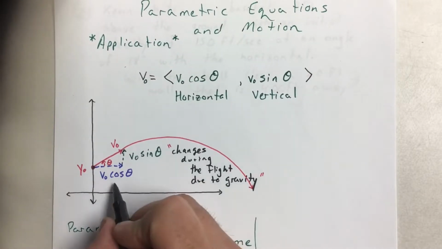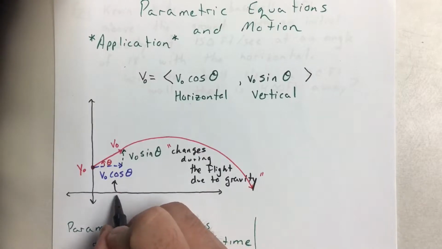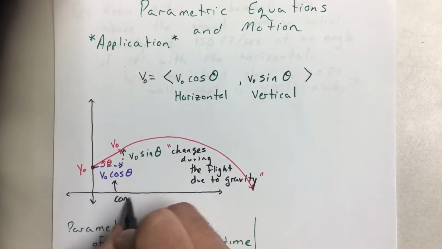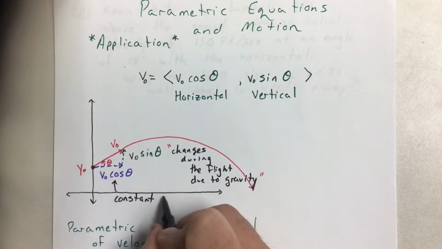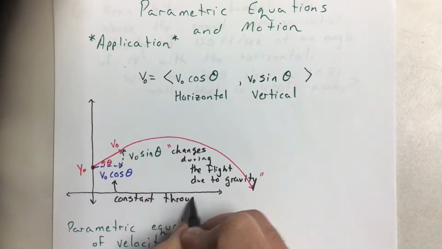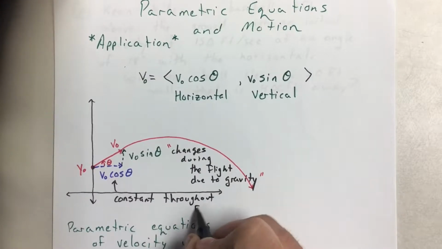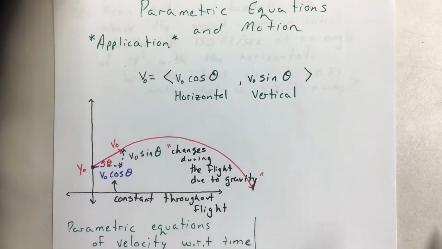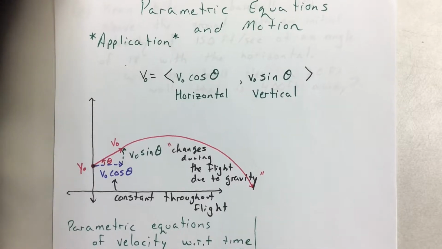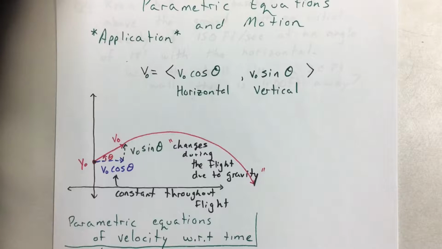Whereas the horizontal component is constant throughout the flight. So in this lesson, we're going to look at how we can utilize parametric equations to talk more about projectile motion.